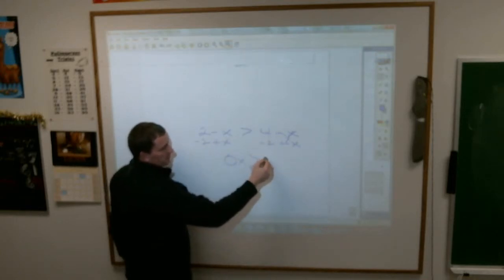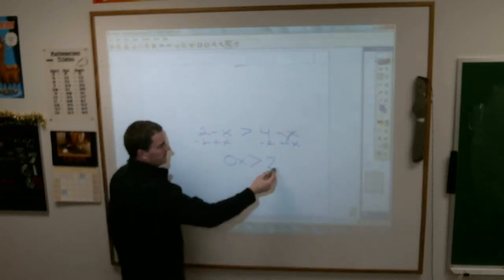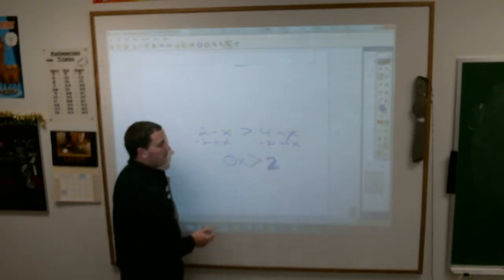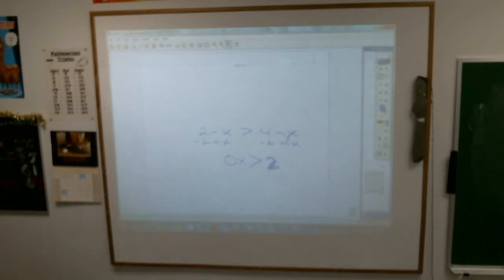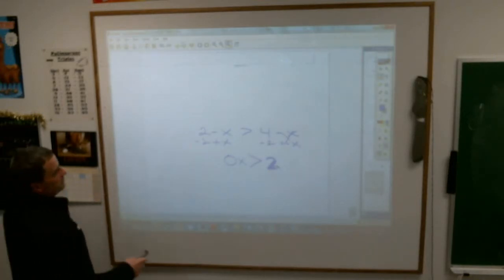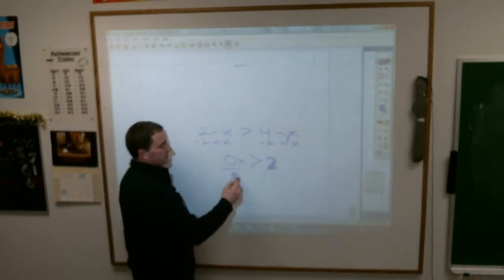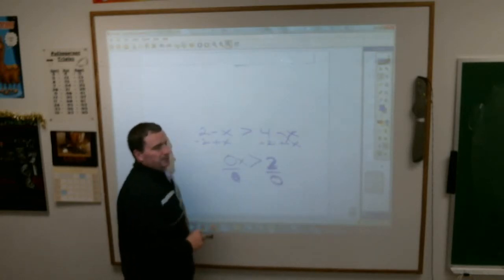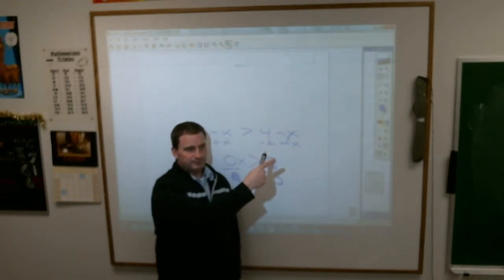0x is greater than 2. Anybody tell me what the deal is with that? Because this is what Ava was going for. Anybody, going once, going twice, going three times? How do I get rid of that 0 in front of the x? I divide by 0. Ladies and gentlemen, at the 8th grade level, you should understand what happens when you divide by 0. Look at commandment number 1. Undetermined.